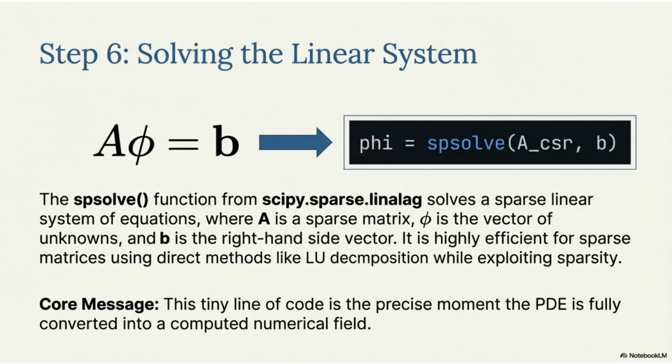Step 6 is solving the linear system A phi equals B. The spsolve function efficiently solves this sparse system. This single line of code is the precise moment the partial differential equation, or PDE, is fully converted into a computed numerical field.